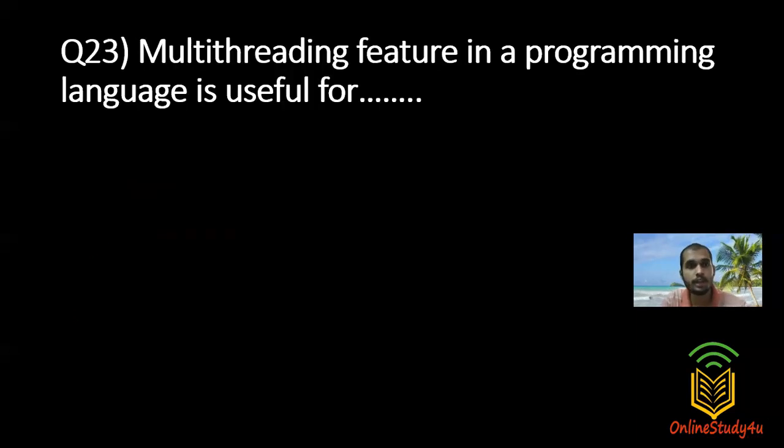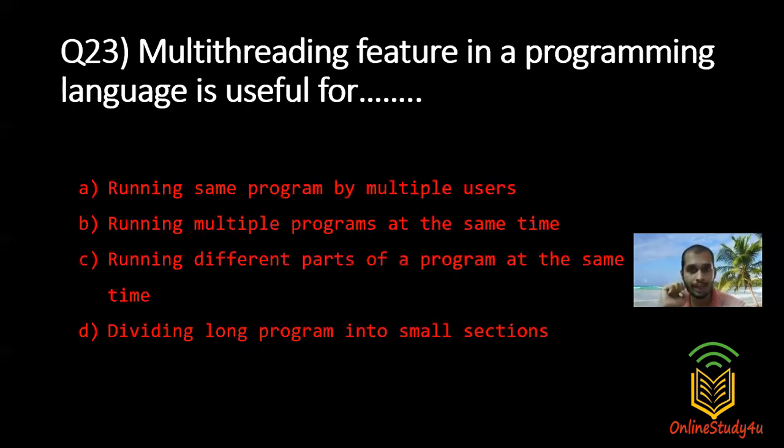The next question is: a multi-threading feature in a programming language is useful for option A, running the same program by multiple users. Option B, running multiple programs at the same time. Option C, running different parts of a program at the same time. Option D, dividing a long program into small sections.